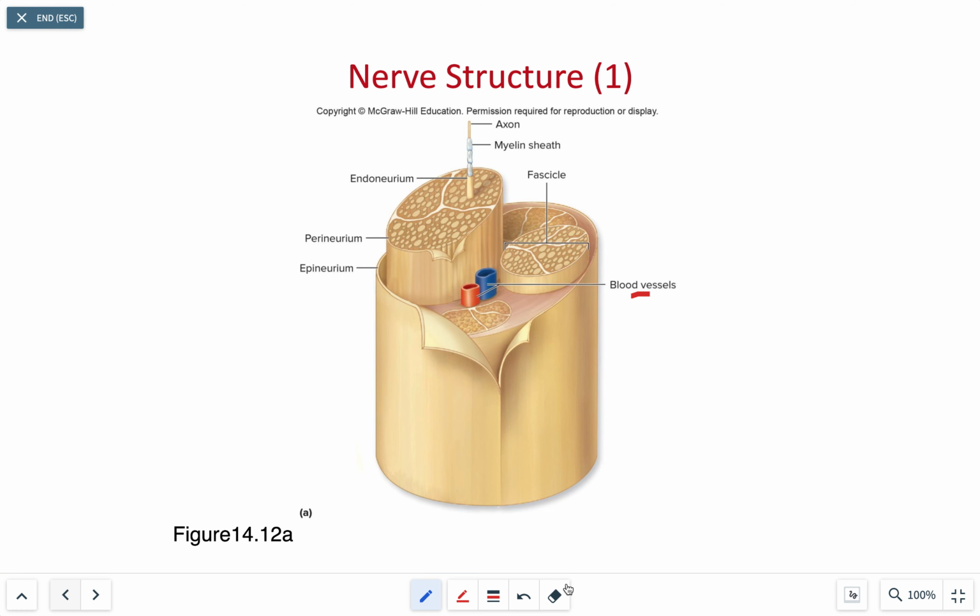And moving on finally to the outermost layer, the epineurium. This is the most superficial connective tissue. This thick layer of dense, irregular connective tissue encloses the entire nerve, providing both support and protection to the individual fascicular bundles.